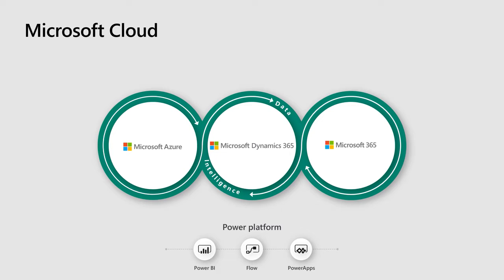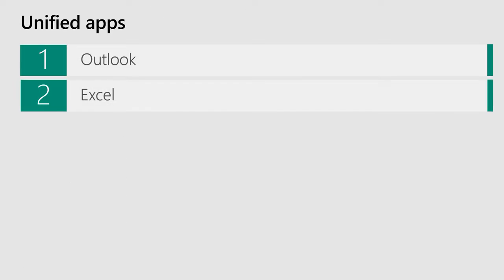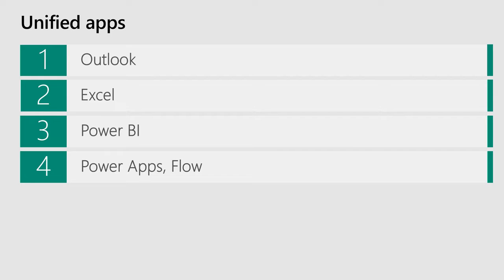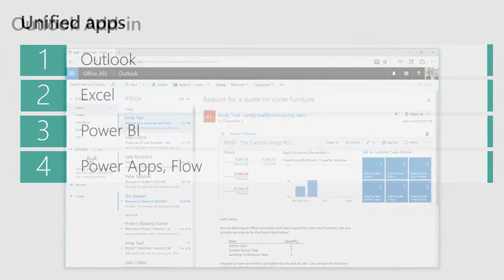I think I have an actual agenda. We've got Outlook, Excel, Power BI, Power Apps, and Flow. Those are the areas that we're going to concentrate on to show you all of the ways that Business Central is unified with these applications. Not everything that you can do, but a bunch of things that you can do.